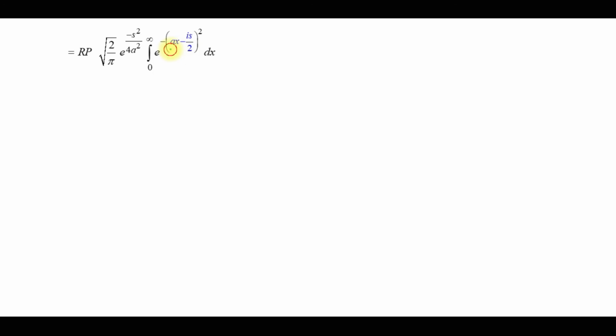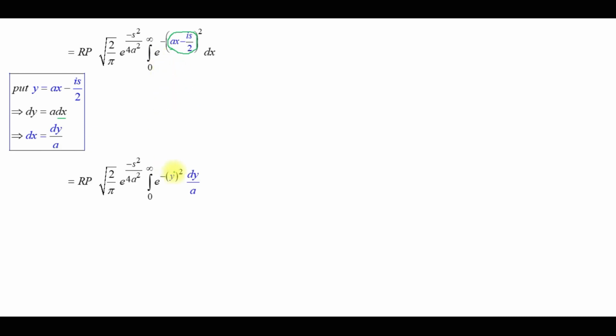Now, take ax minus s by 2a as y. Put y equal to ax minus s by 2a. Differentiating on both sides, we get dy equal to a dx. This implies dx equal to dy by a. So substitute y equal to this term and dx equal to dy by a. That is, we have to change the x limit into y. So e power this entire term is y, and dx equal to dy by a.